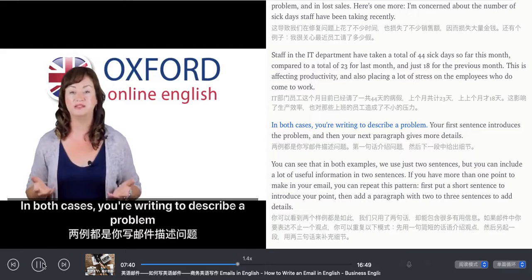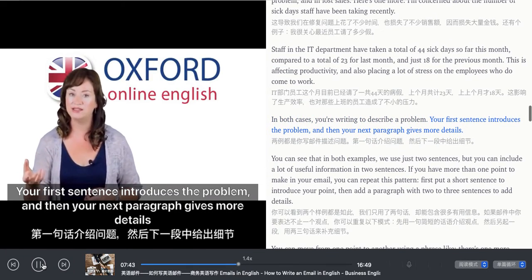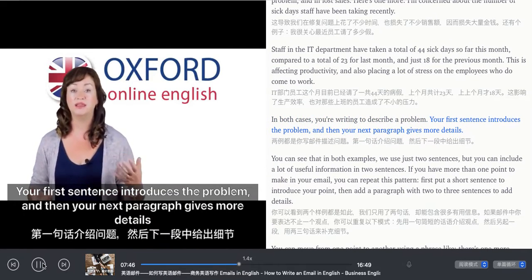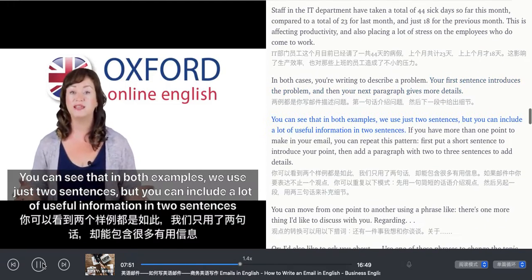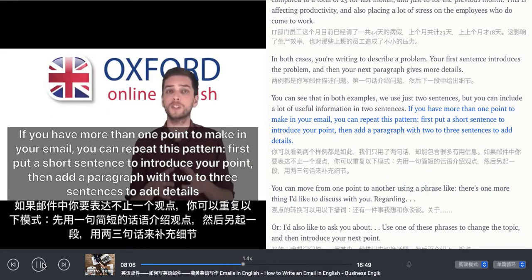In both cases, you're writing to describe a problem. Your first sentence introduces the problem, and then your next paragraph gives more details. You can see that in both examples, we use just 2 sentences, but you can include a lot of useful information in 2 sentences. If you have more than one point to make in your email, you can repeat this pattern. First, put a short sentence to introduce your point. Then add a paragraph with 2 to 3 sentences to add details.